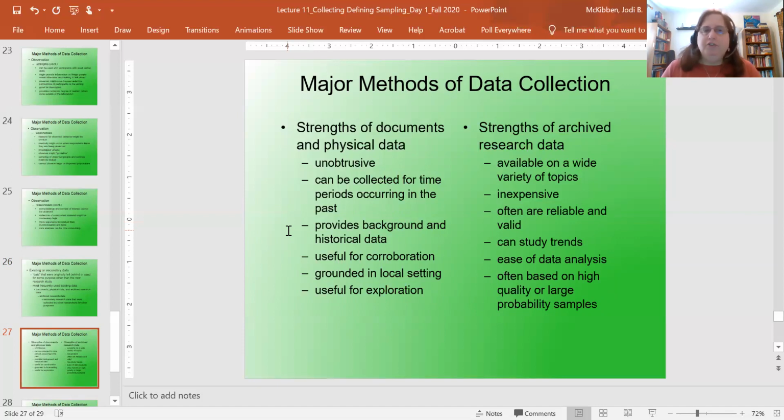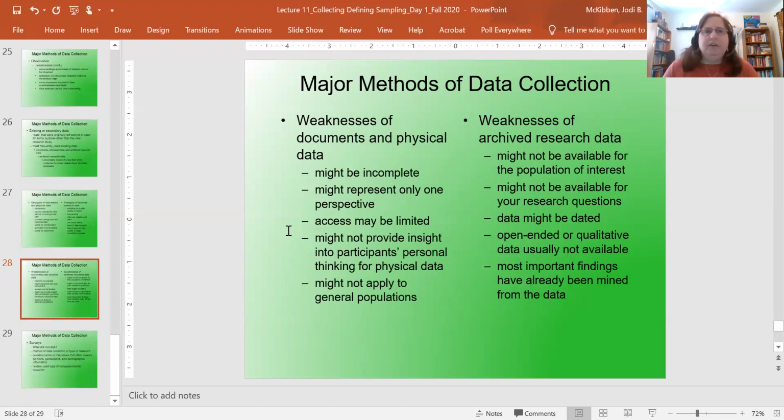Now, archived research data is nice in that it's available on a wide variety of topics. It's inexpensive. They're often reliable and valid. And you can study trends. There's ease of data analysis, and it's often based on high quality or large probability samples. So often these data sets that are made available are from really large, well-funded, well-done studies. Okay, all right.